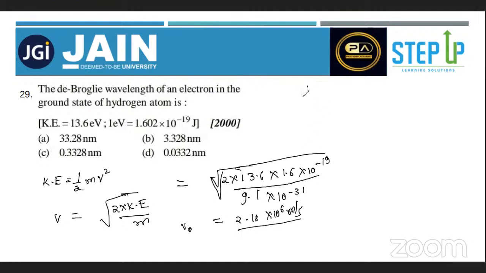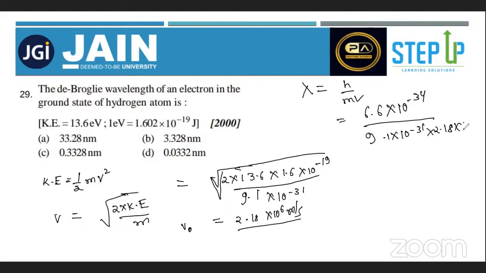Now they are asking to find the de Broglie wavelength. So lambda is equal to h by mv. h is 6.62 into 10 raised to minus 34 joule second, m is again 9.1 into 10 raised to minus 31, and the velocity is 2.18 into 10 raised to 6. If you solve all this, you get a value nearer to 0.3328 nanometer.